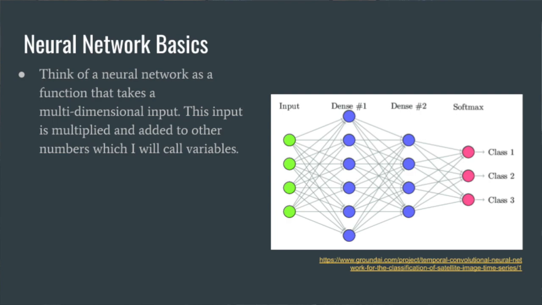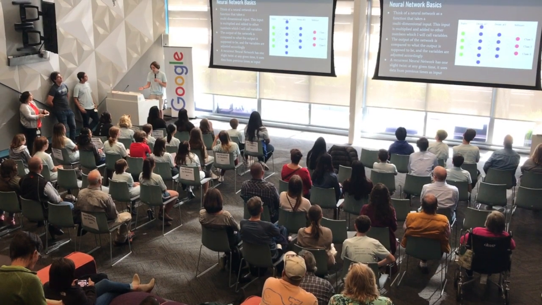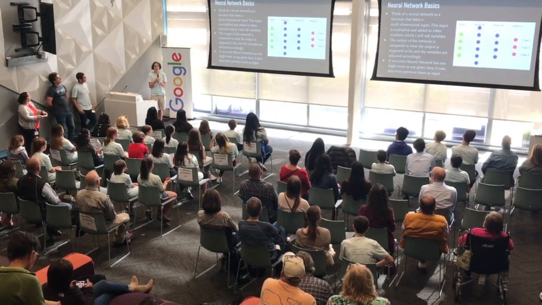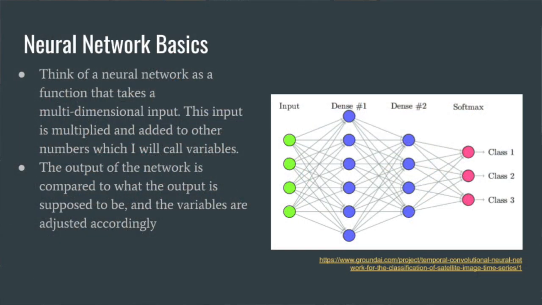So, as you can see, here's your input, and all those lines represent other numbers or variables that you're multiplying by. And then your function will produce an output, right? And you compare that output against what it's supposed to output. And you take the differences between what it's supposed to output and what it actually did output, and you change the variables based on that. And so the goal is eventually, given an input, it will be able to predict the correct output.